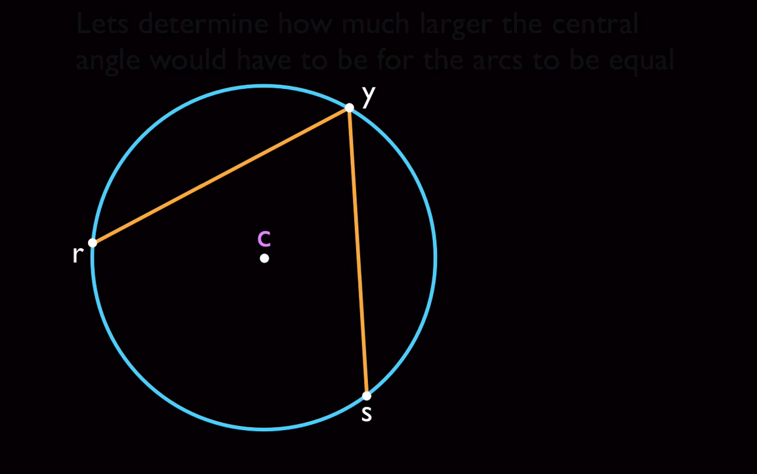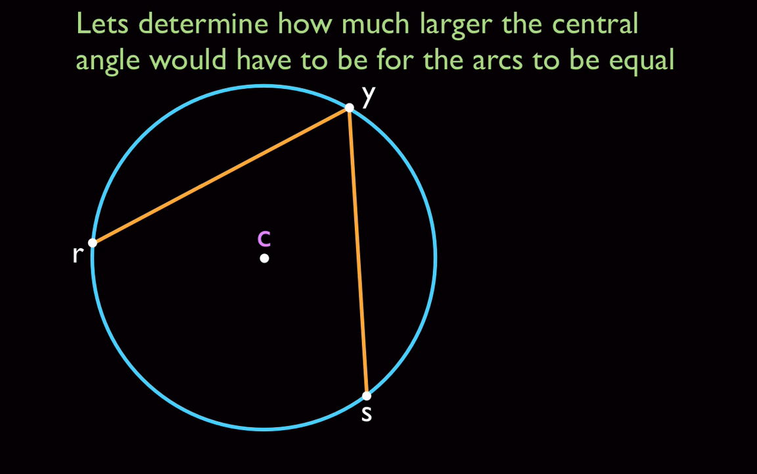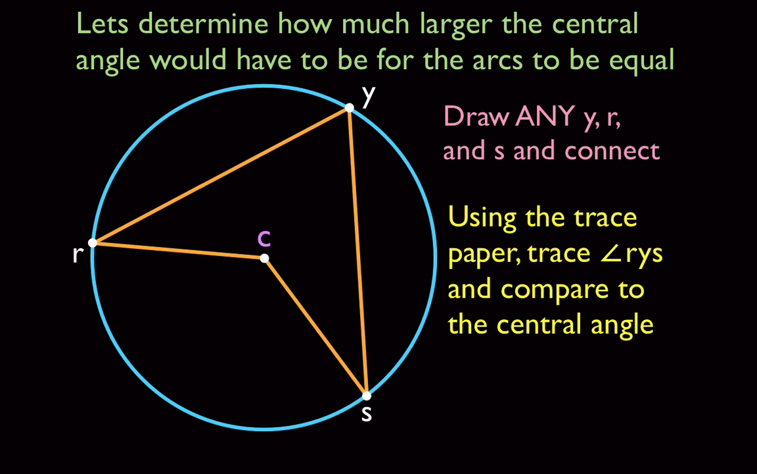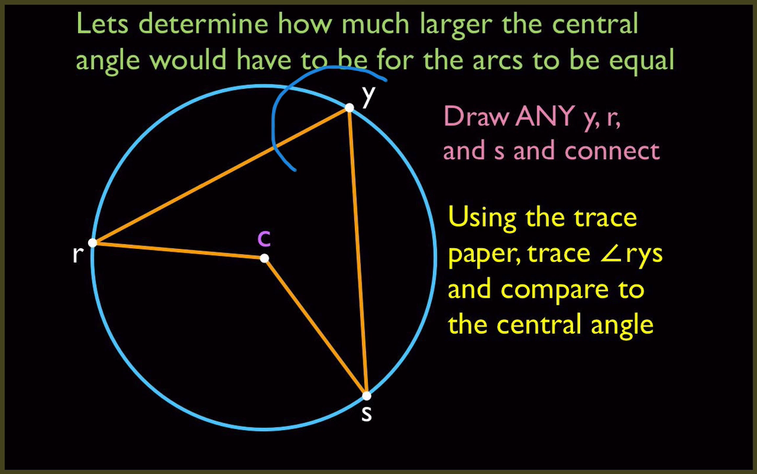So the first thing we're going to do is copy down onto your paper an inscribed angle. So you're going to plot any Y, R, and S on there, like I did, and connect them onto your notes. Any 3 points will be fine. Okay, from that you're then going to connect the center out. So it looks like my shape could be a wider triangle, a narrower triangle. Now I want you to trace the angle. I only want you to trace the angle right here.